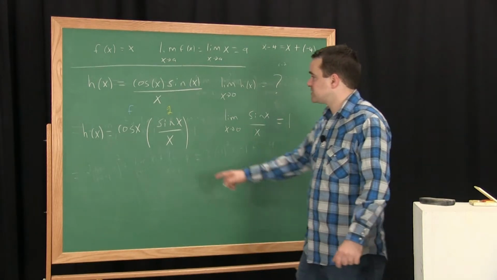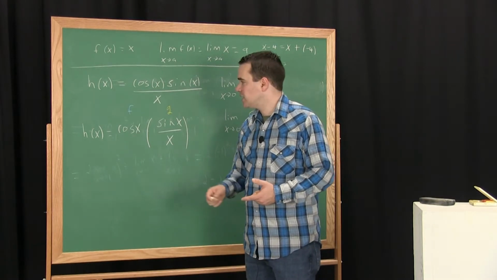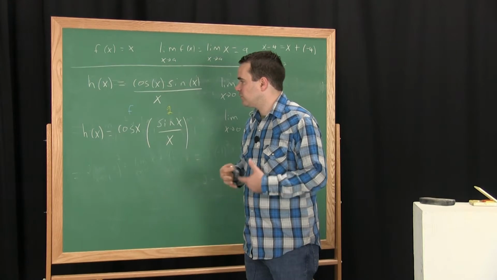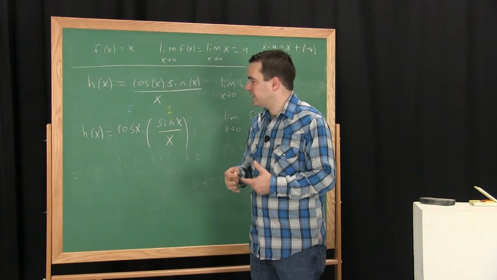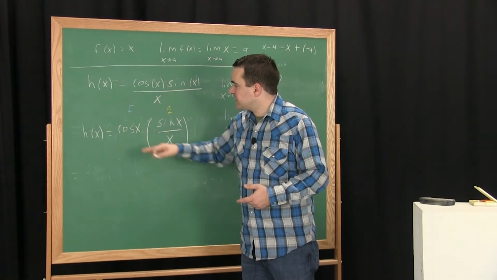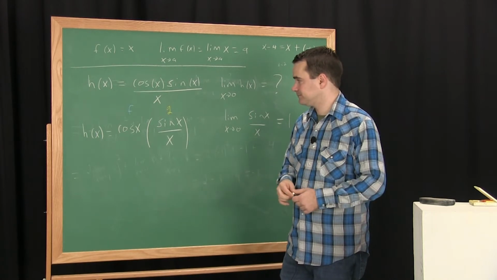And cosine of x, that's no problem. Cosine is what we call a continuous function. So you can sort of see this by graphing it, or you can believe me for now, but I can explain more later. But the limit as x goes to 0 of cosine of x, that's just going to be equal to cosine of 0, that's going to be equal to 1.